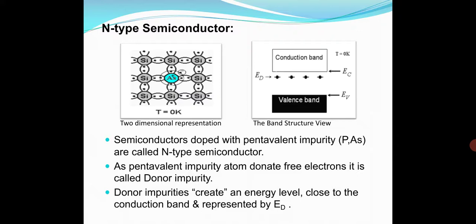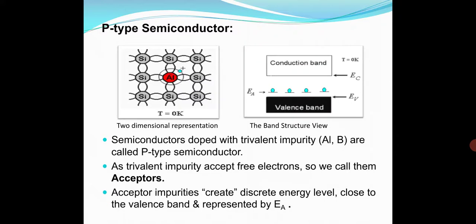Now the N-type semiconductor. If we dope a material from the 5th group of the periodic table, that is, a pentavalent impurity like P, As, Sb, it is called an N-type semiconductor. As pentavalent impurity atoms donate free electrons, it is called a donor impurity. If third group elements are doped, like boron, aluminum, gallium, indium, they are called P-type semiconductors because they are trivalent. There is one electron deficiency, which is treated as a hole, so it is an acceptor impurity. Acceptor impurities create a discrete energy level close to the valence band.